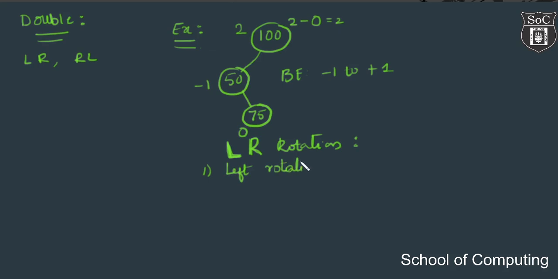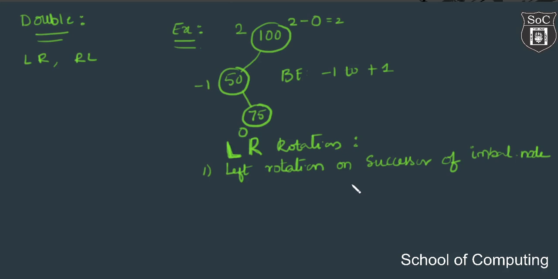Left rotation must be done on the successor of the imbalanced node. What is the imbalanced node? 100 is the imbalanced node. Successor of 100 is 50. Means you have to do left rotation on the successor of the imbalanced node.